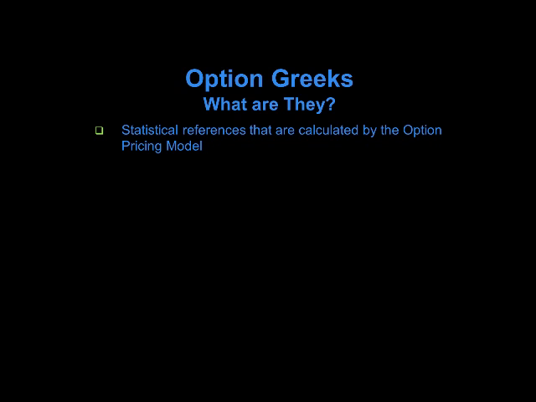So now why don't we get into the option Greeks here, and let's just take a look at these things. Really, the basics of option Greeks, they're just statistical references. And what does that mean? Well, you guys should know by now that option prices are determined by a model, a mathematical model. And there are several mathematical models out there. We're not going to get into the nuances of the difference between them, whether it's an American style option or not.